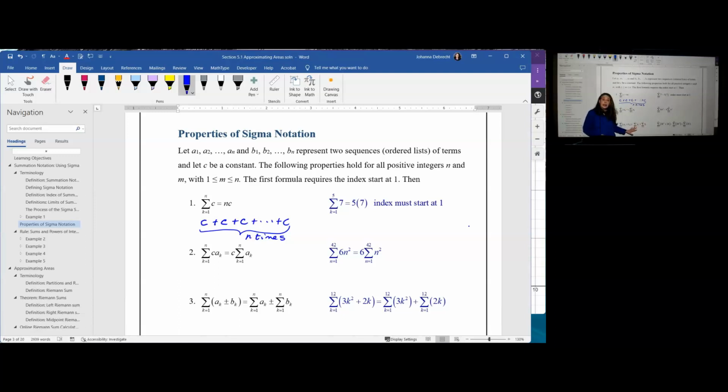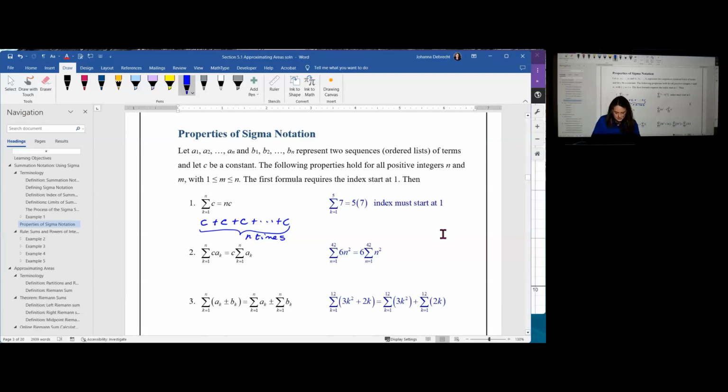This says that I can split up terms in the expression involving the summand and the index, so that the sum from 1 to 12 of the summand 3k squared plus 2k can be rewritten as the sum from k equal 1 to 12 of 3k squared plus the sum from 1 to 12 of 2k. And again, I could factor out the 3 and the 2.